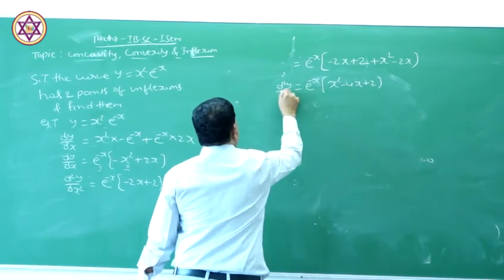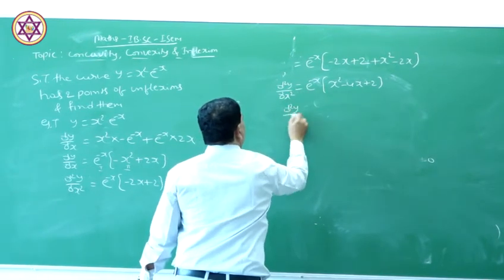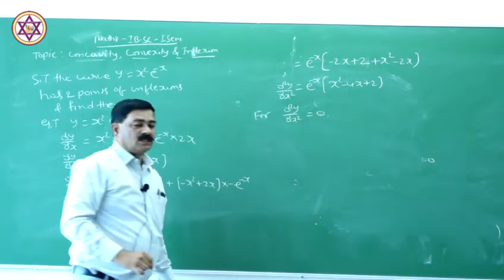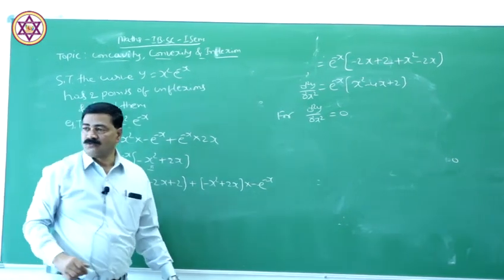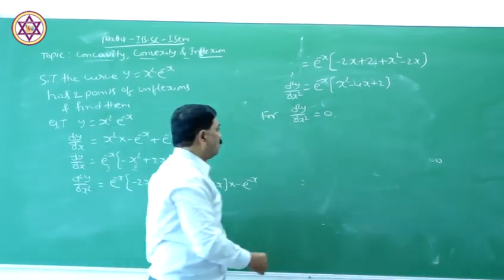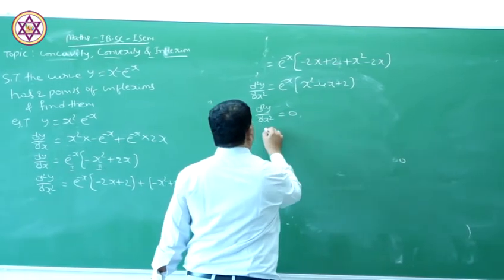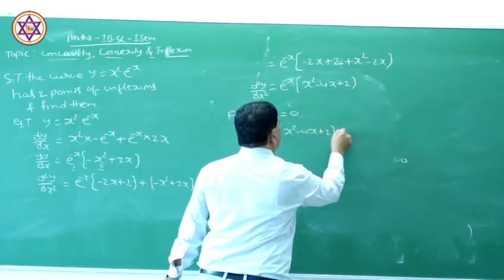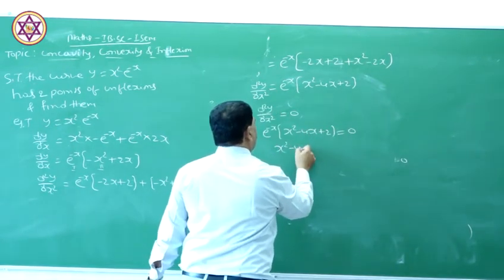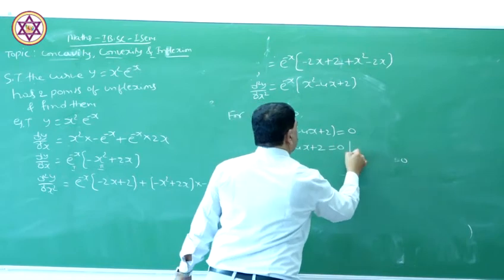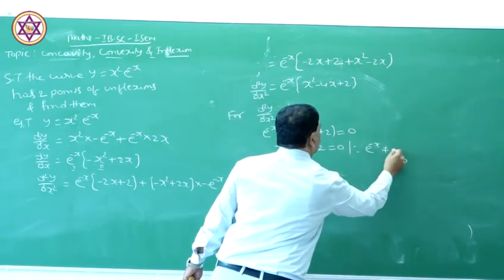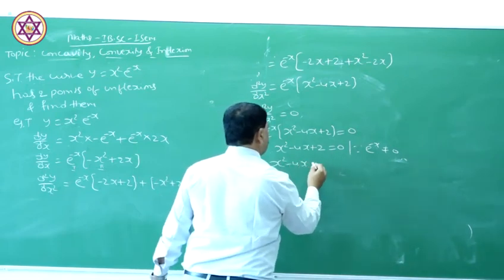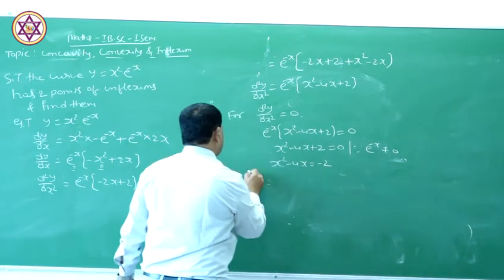So d squared y by dx squared is equal to 0, because the condition for point of inflection is d squared y by dx squared is equal to 0. This implies e power minus x into x squared minus 4x plus 2 is equal to 0. x squared minus 4x plus 2 is equal to 0 because e power minus x is not equal to 0. x squared minus 4x is equal to minus 2.